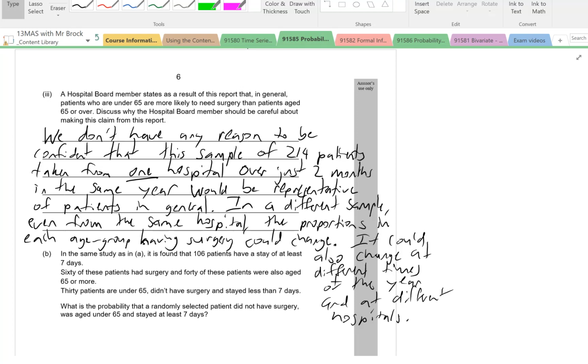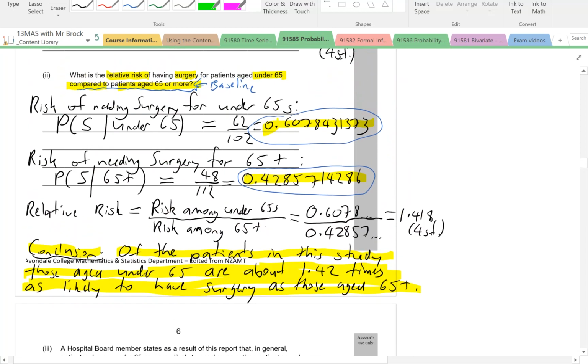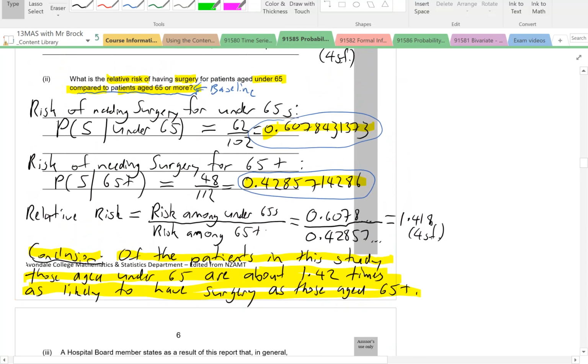about sampling variation. The sampling variation was the key concept you really needed to have here, which is the fact that every sample is going to be different. So in a different sample, even from the same hospital, the proportions in each age group having surgery could change. So we'd have to be very cautious about our findings. But 62 and 48 could both move around quite a bit.